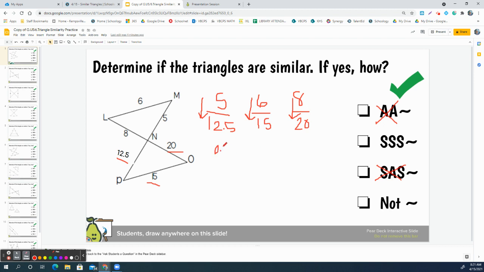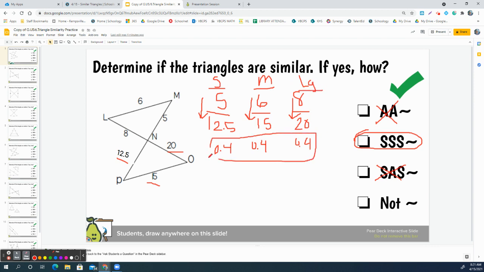Yeah, 0.4. 0.4 for every single one of them. If they match, this is side, side, side. Okay, all we did was find the decimal. We divided 5 divided by 12.5, 6 divided by 15, and 8 divided by 20. We did the 2 small sides together, the 2 medium sides together, and the 2 large sides together, and then just found the decimal. If they all match, and they have to match exactly, they can't be super close, then you've got side, side, side. If they didn't match, then you would say they're not similar.